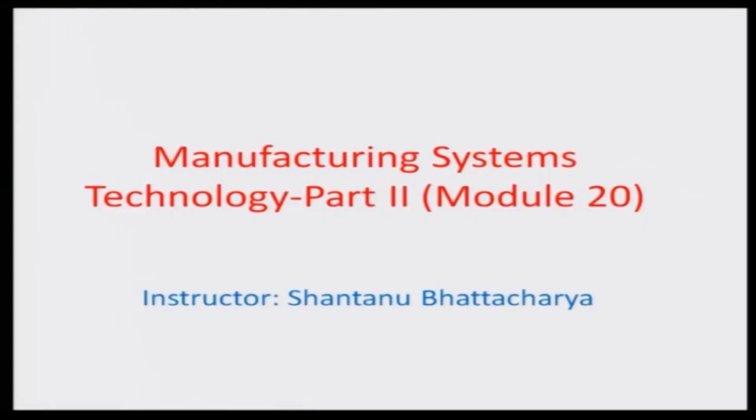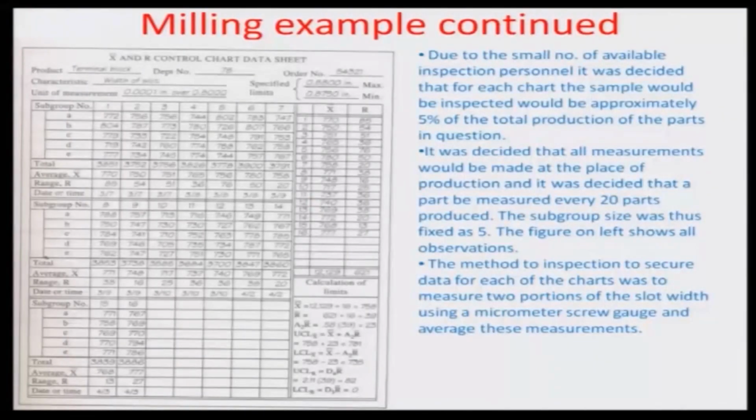Hello and welcome to this Manufacturing Systems Technology Part 2 Module 20. We are going to learn how to plot, or how to record the data so that we can plot it in the control chart. I had discussed this earlier in quite a bit of detail, the milling example, where we are talking about this terminal block slot, and we have recorded them as various subgroups, and each subgroup has about 5 observations, as you can see, A to E. The units of measurement are recorded as 0.0001 inches over this 0.8000.